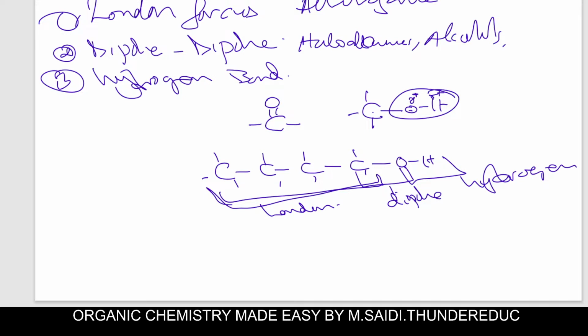And now, what if I'm just comparing compounds with only London forces? We shall see how many carbon atoms they have. If they have long chains, it means that the London forces are greater in one molecule over the other.